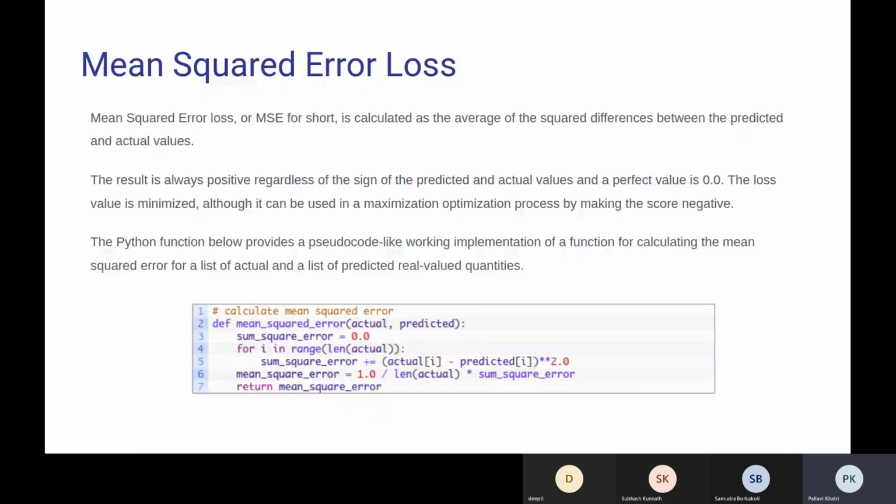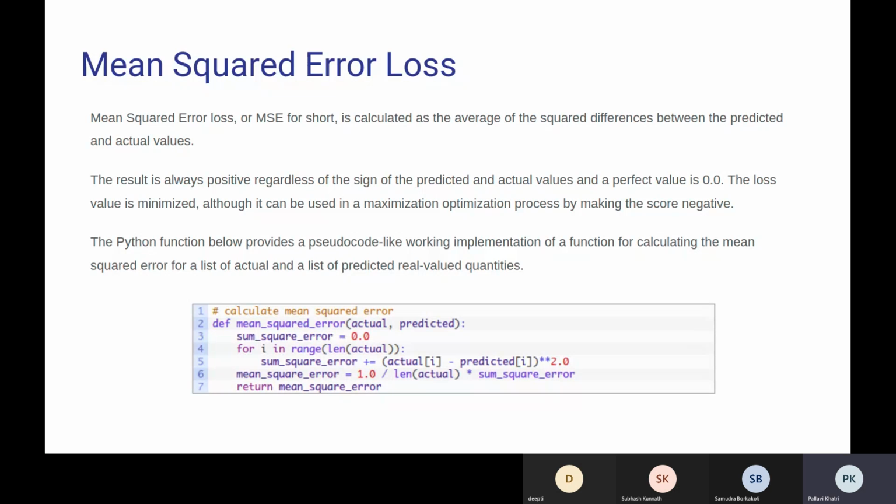If you see in the below code snippet, I have a mean squared error function. It has inputs called actual and predicted. It will take the difference between those actual and predicted, do a square of it, add all values, and then divide it by the length of actual, like take a mean of that square error. That is known as mean squared error.